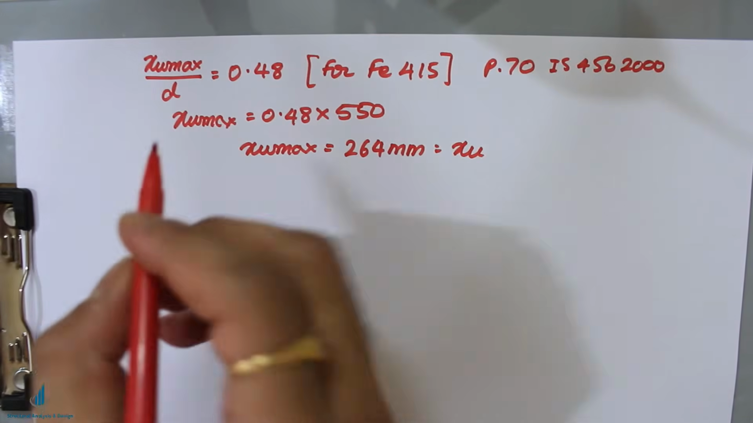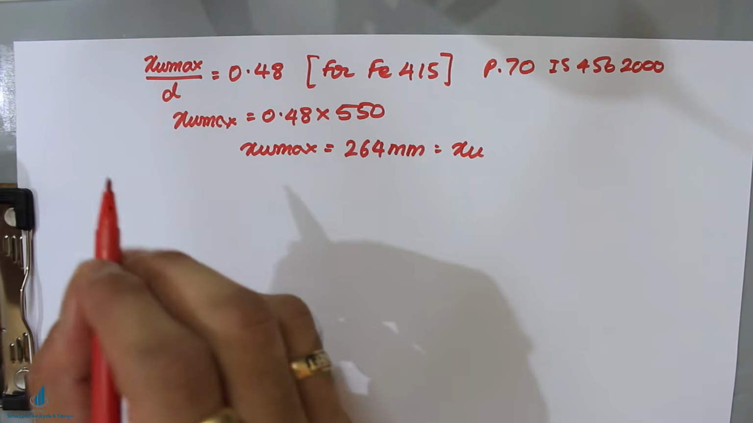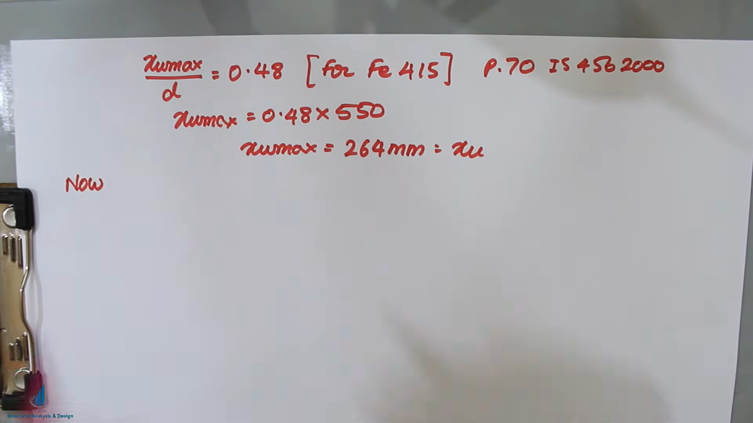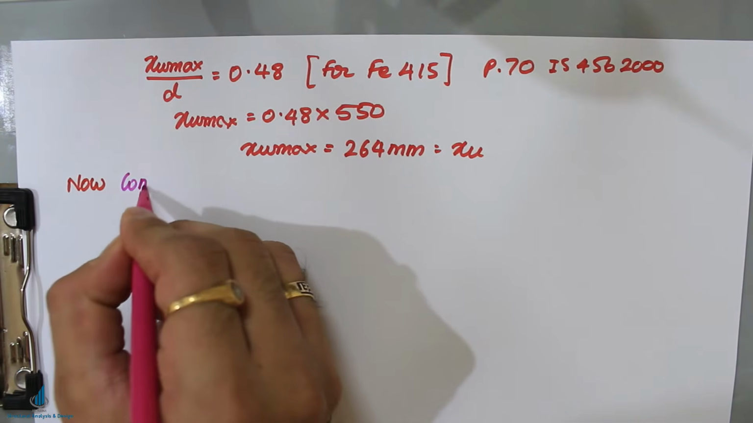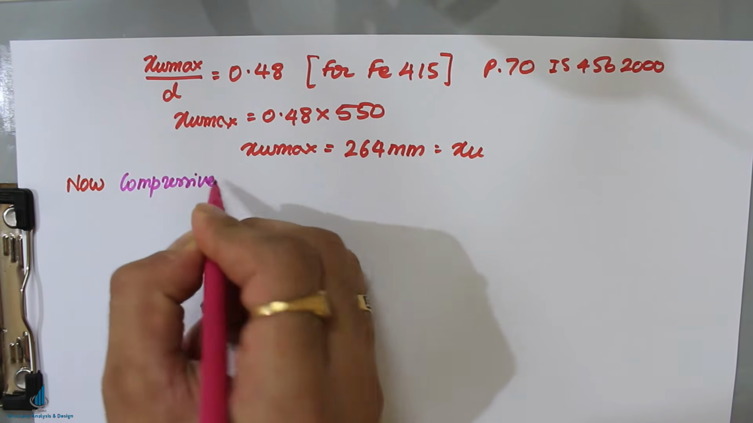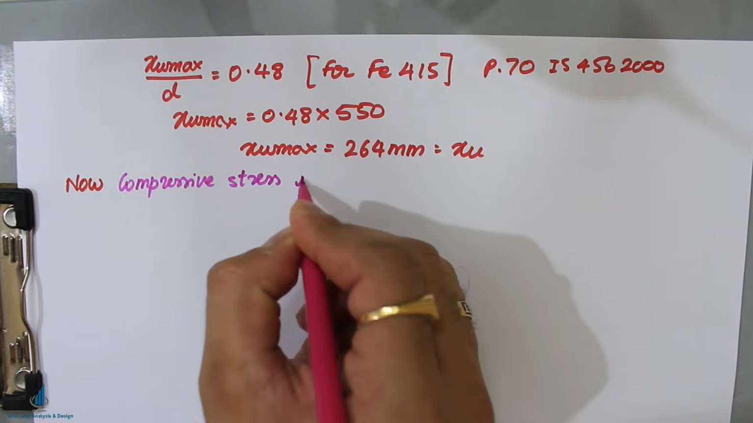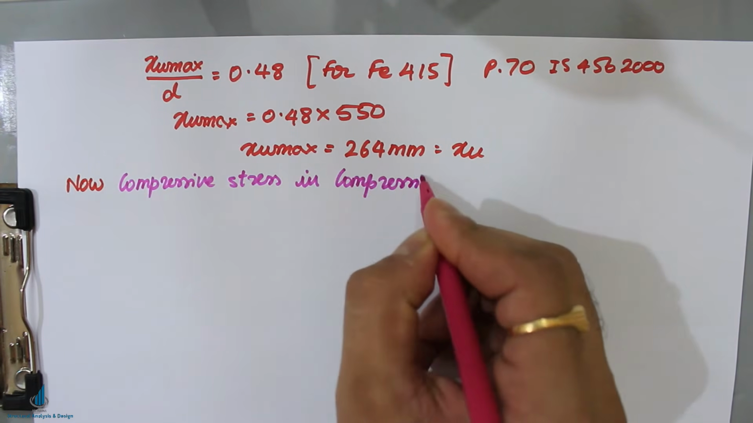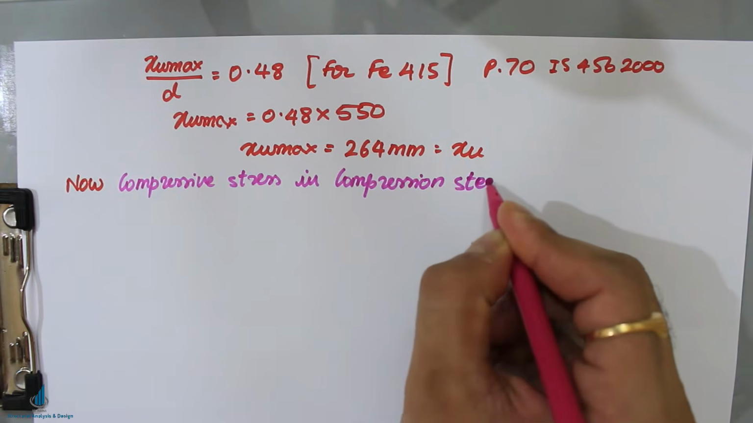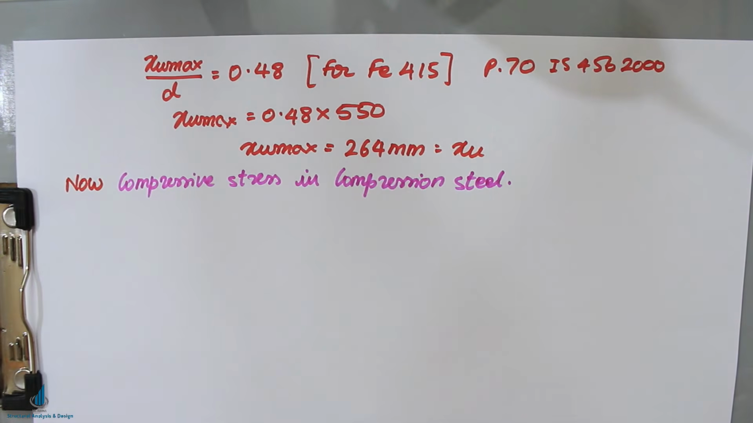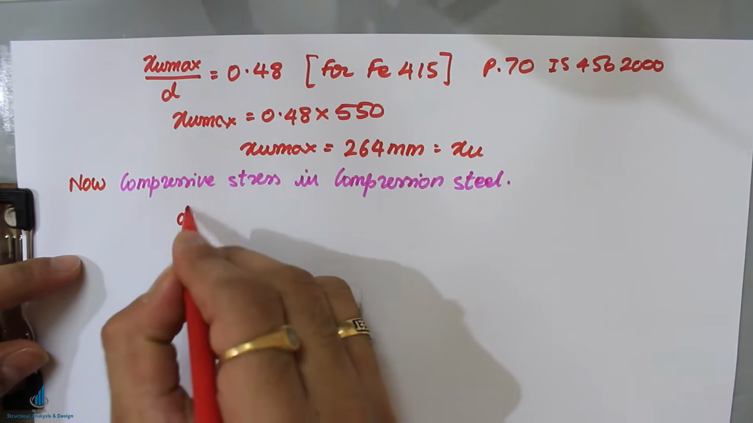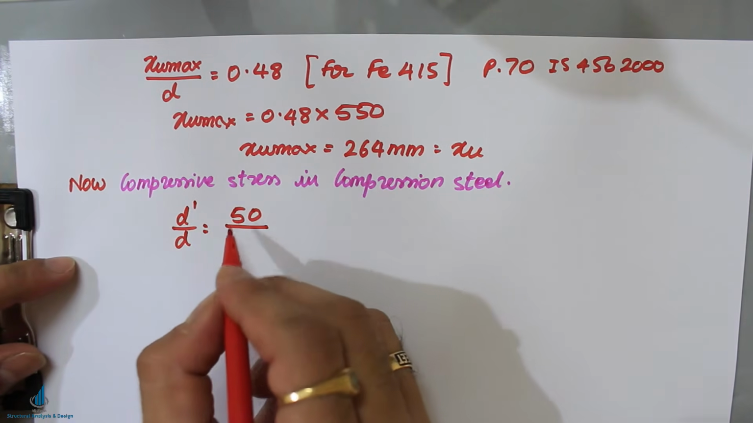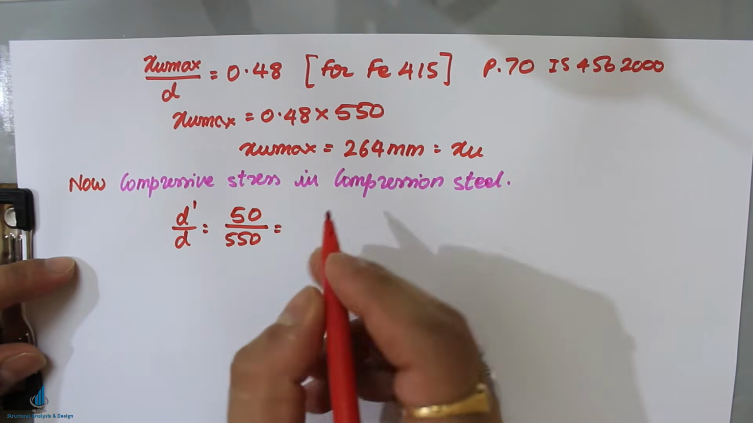Compressive stress in compression steel. For that you need to find out the ratio first, d dash by d. d dash was 50, d is 550, correct? So you'll be getting 0.091.